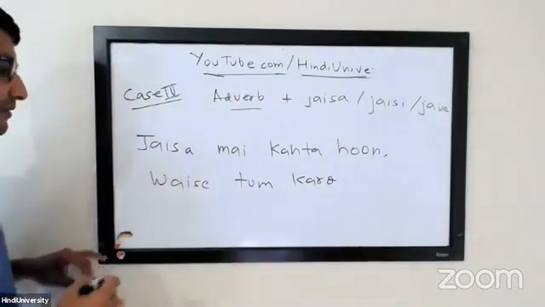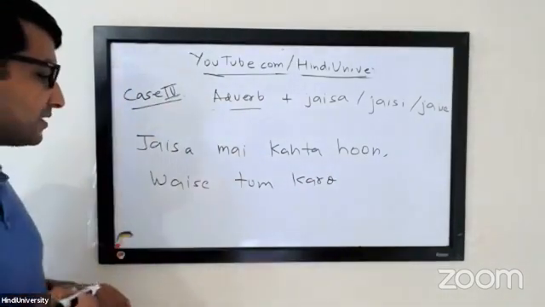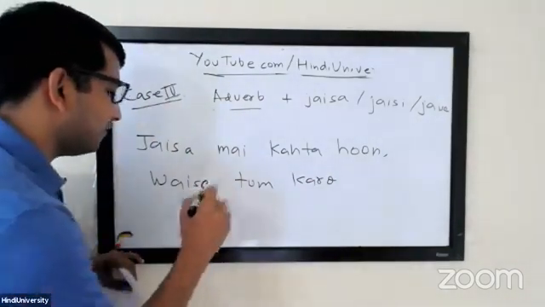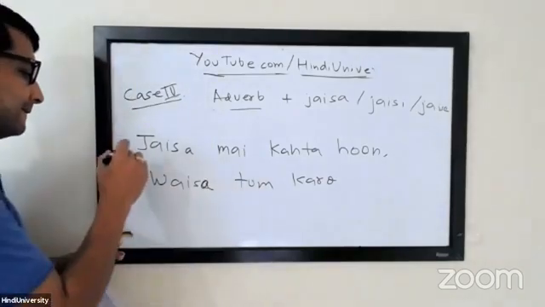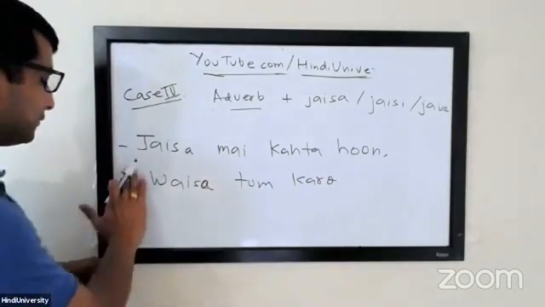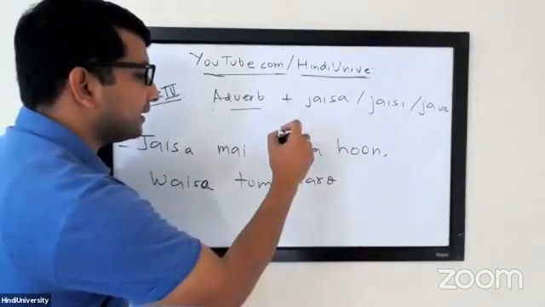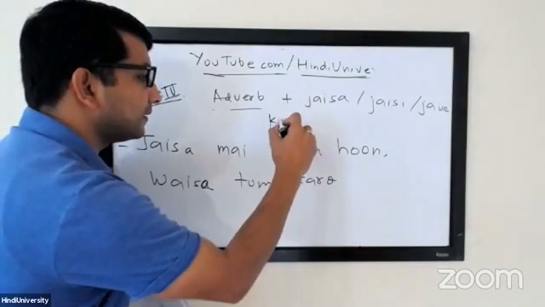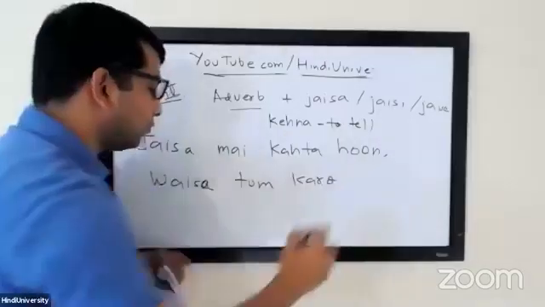Okay, what does it mean, Tom? जैसा मैं कहता हूं वैसा तुम करो. I think it's going to mean just as. Jaisa main kehta hoon: just as I say. कहना is to tell. So जैसा मैं कहता हूँ वैसा तुम करो.